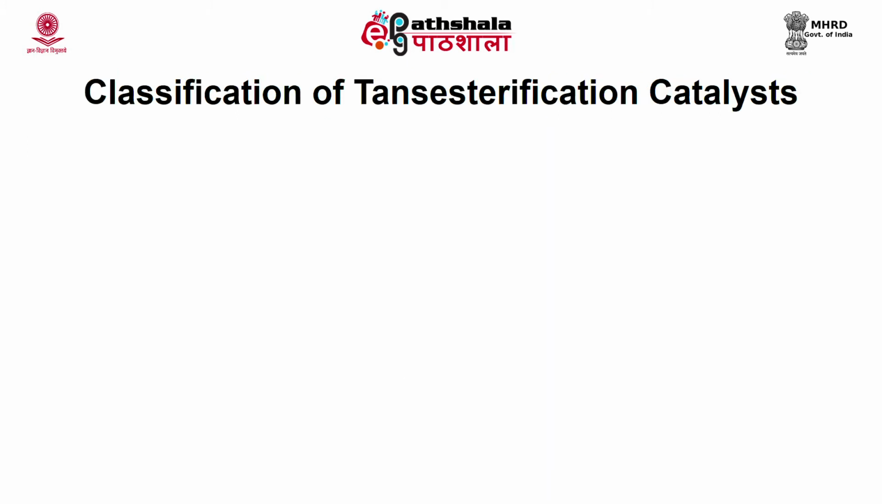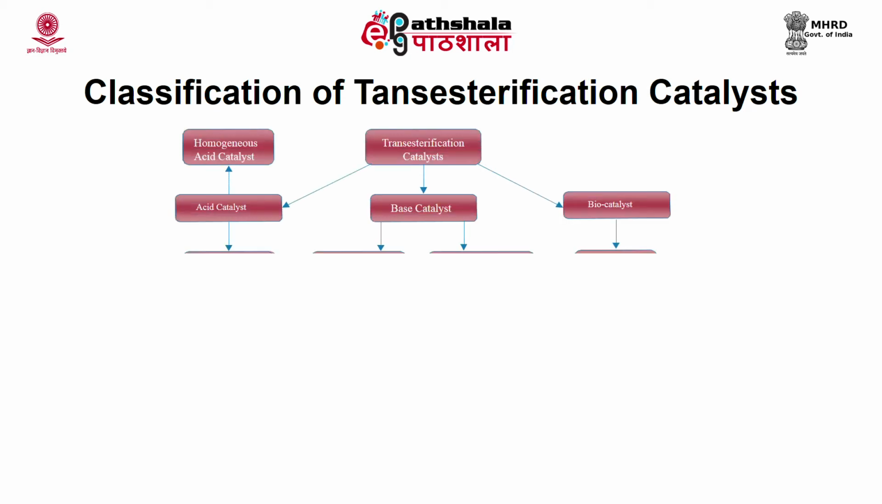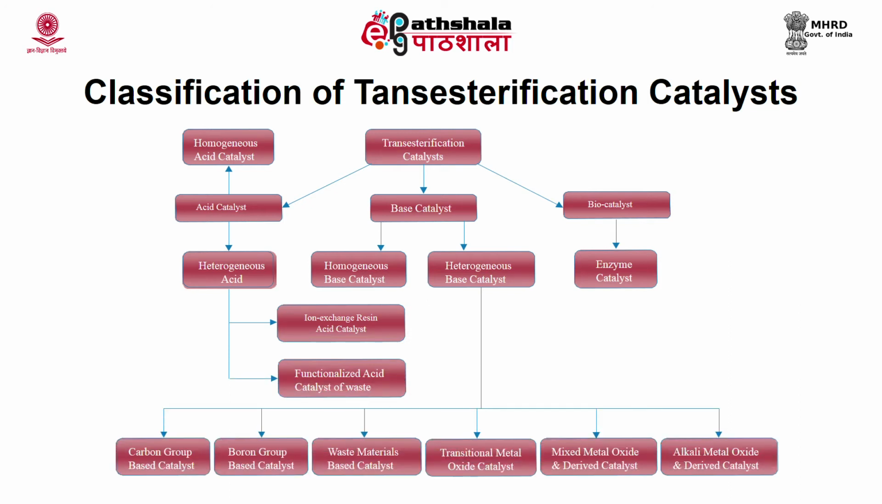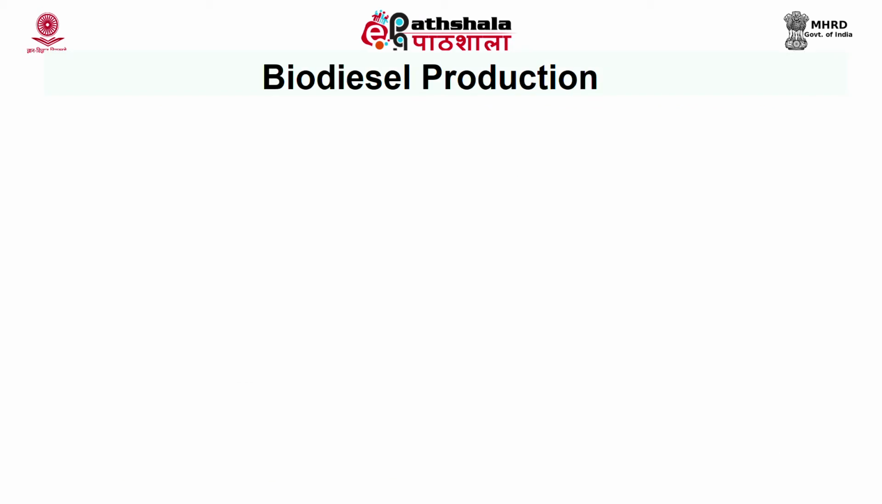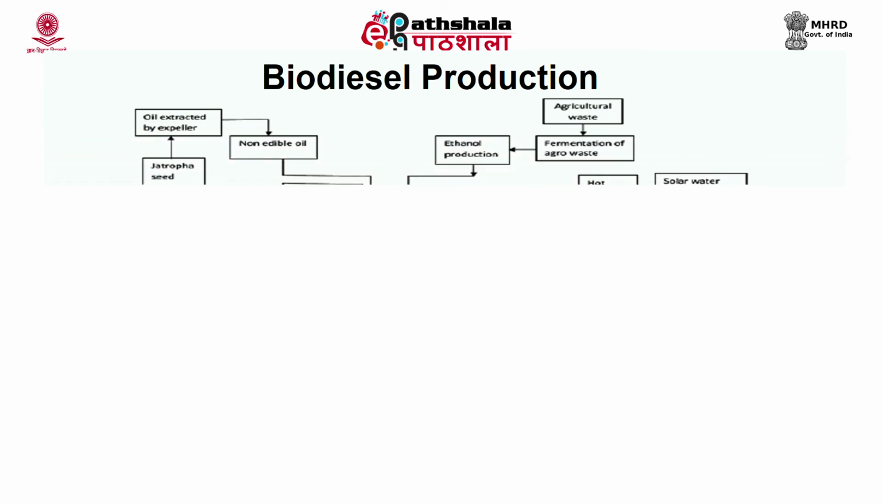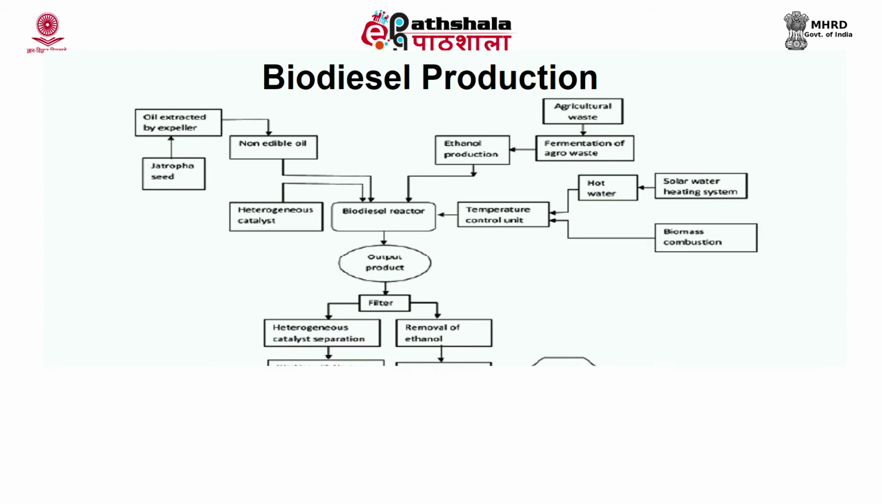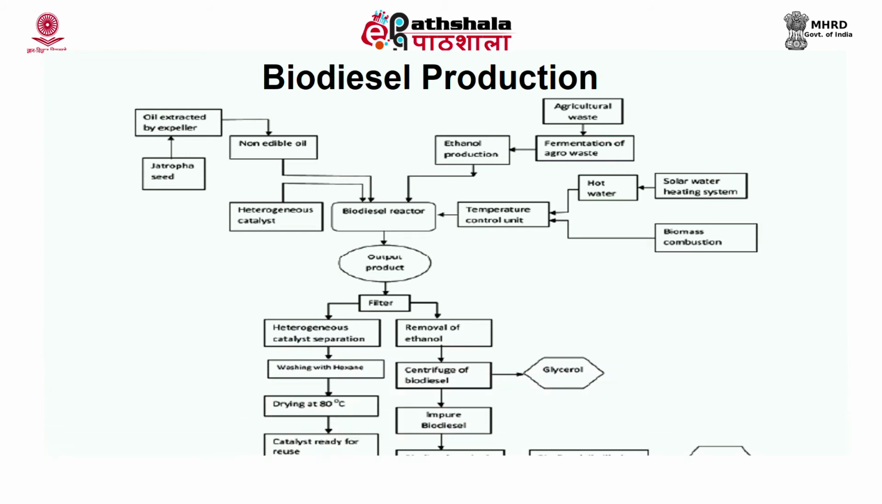So, this is the flow chart which shows the classification of transesterification catalysts. We have seen the homogeneous group and the heterogeneous group. In homogeneous you have the acid catalyst and base catalyst, and in heterogeneous also you have different types of catalysts. This is the flow chart of biodiesel production using renewable resources. The oil extraction happens mainly by the expeller. If it is a seed, it is added to the expeller and the oil is removed.